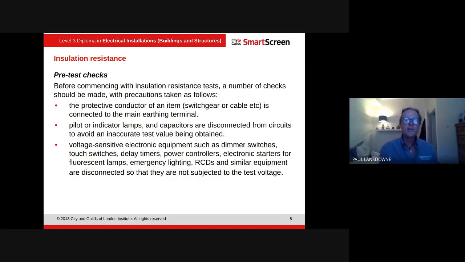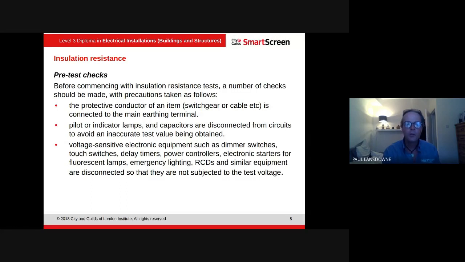So, pre-test checks. Before commencing the insulation resistance test, a number of checks should be made with precautions taken as follows. The protective conductor of an item, switchgear or cable is connected to the main earthing terminal. So we need to make sure that the protective conductor is connected to the MET. Pilot or indicator lamps and capacitors are disconnected from the circuits to avoid inaccurate test values being obtained.